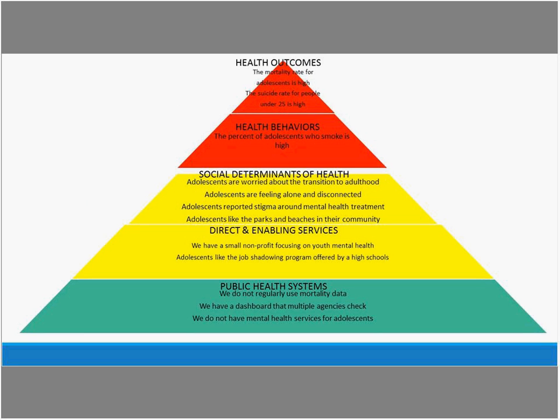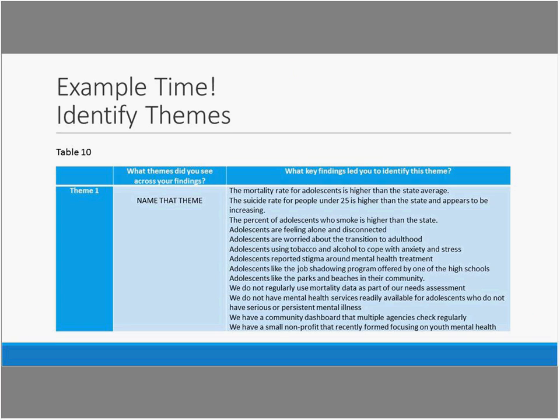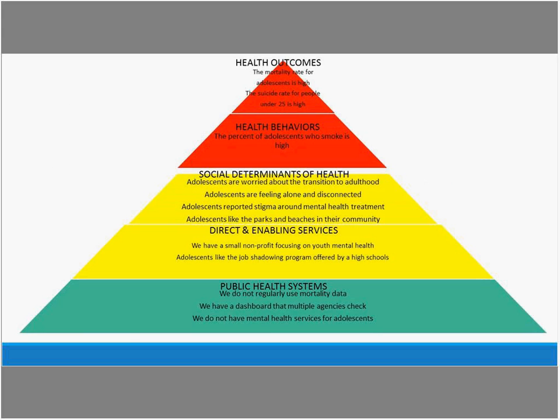So as you are thinking about how to organize this, to have that conversation about what this all means, there are a couple of different suggestions you could consider in figuring out how to talk about it with partners. One of the ways you could think about presenting this data is around the levels of the pyramid. So you could organize what you saw in terms of health outcomes, health behaviors, social determinants of health, direct and enabling services, and public health systems.